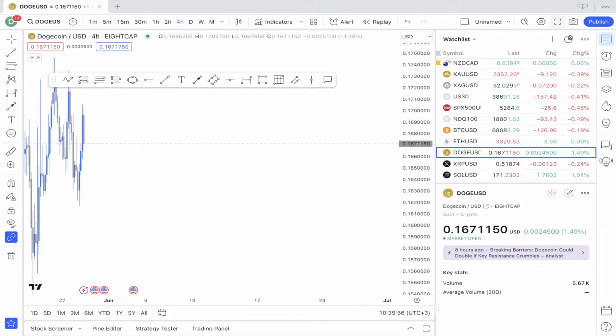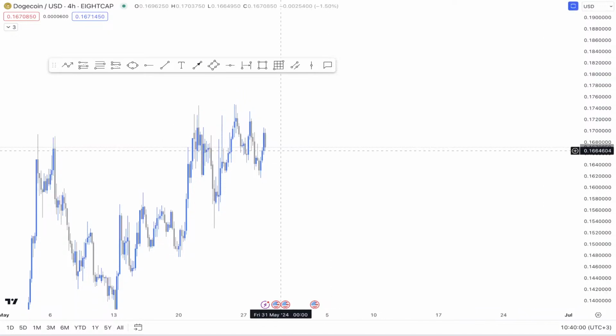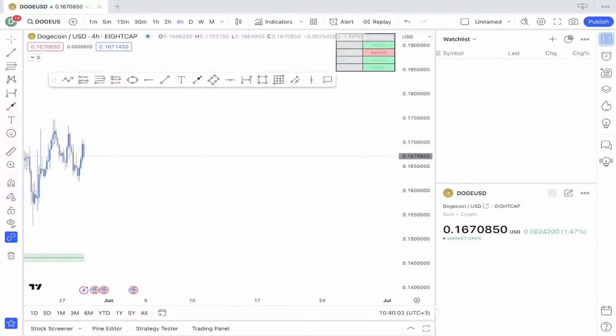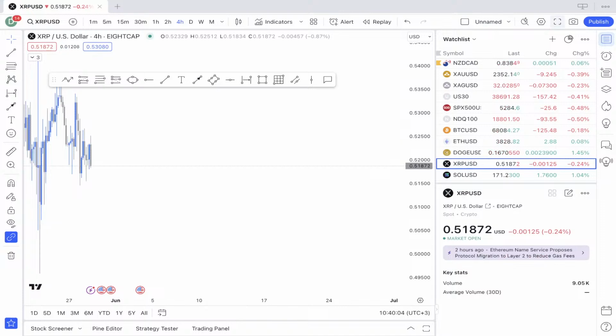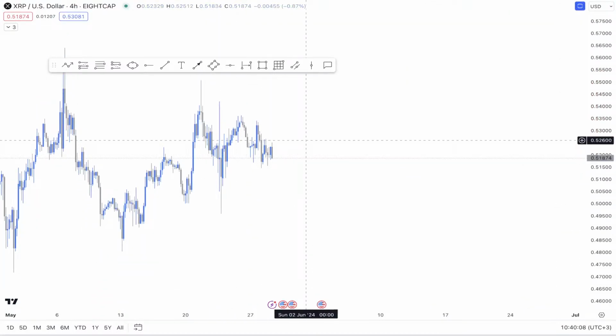And on Dogecoin, nothing really to discuss. Price is moving sideways, so we're just gonna wait for some fresh structure. XRP, same exact story. Okay, price is looking pretty choppy, no clear range.